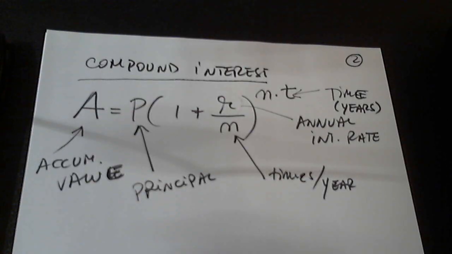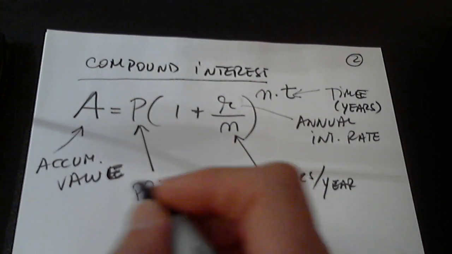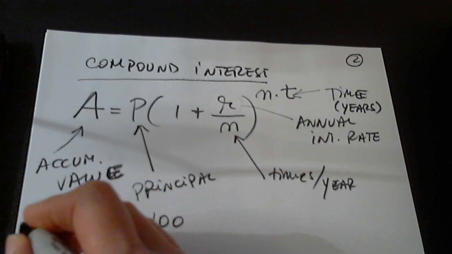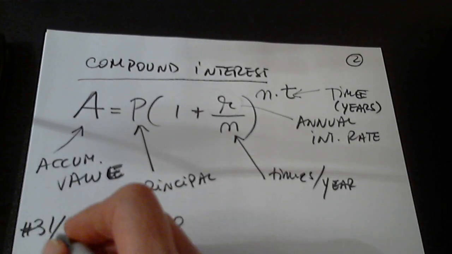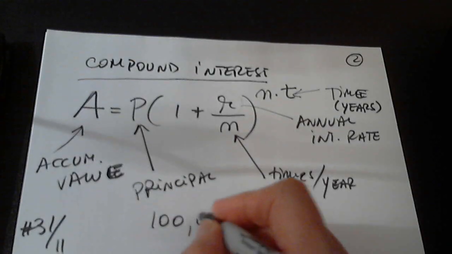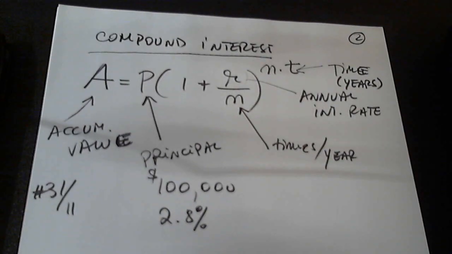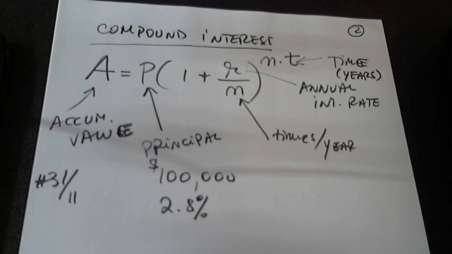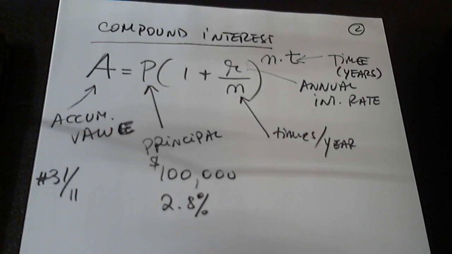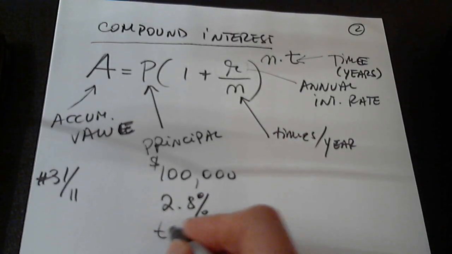Let's say someone purchases a 100,000 certificate of deposit from Newton Bank at 2.8%. So far we have 100,000. So this is problem 31 on page 11. 100,000. We have 2.8%. And we have, at the end of 1 year, if this is compounded such and such, so t equals 1 year.